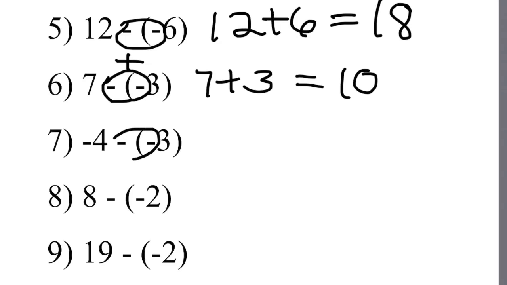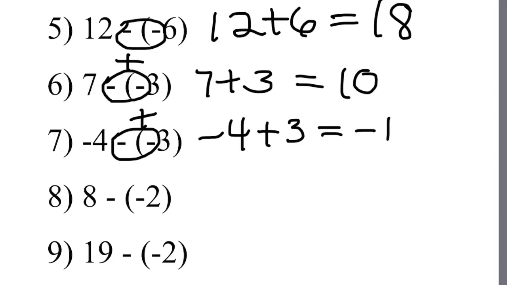Number 7, if you do keep, change, flip, or if you use the shortcut of seeing the two negatives and understanding the relationship that makes a positive, this is the same as -4 plus 3. I owe $4. I have $3. I can pay off $3 of what I owe and I still owe 1 more. So -4 minus -3 is -1.